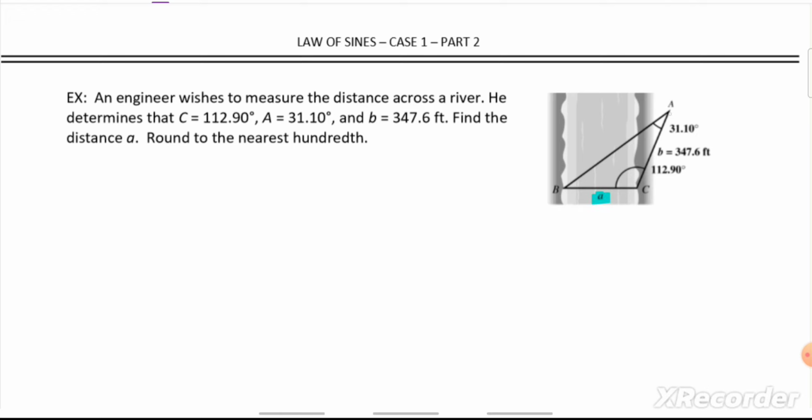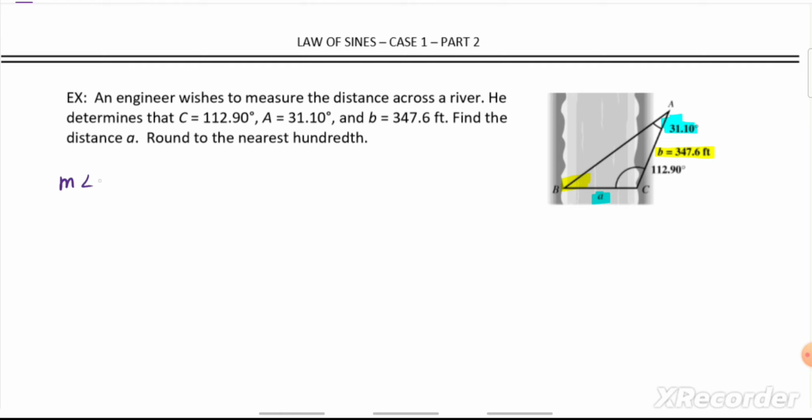Great. We know angle A. But in order to use law of sines, we have to have a known pair. And right now, we don't have a known pair. Our other known side is side B, so we need to figure out what angle B is. Since we were given angle A and angle C, we can figure out angle B because the three have to add up to be 180 degrees.